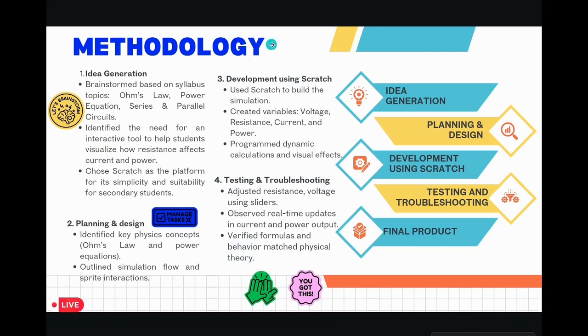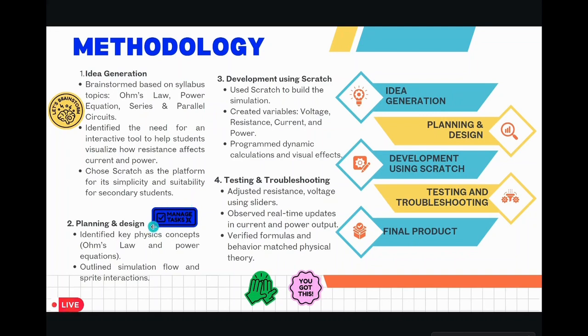Now let's move on to methods. First of all, we should generate some ideas. Brainstorming based on syllabus topics which are Ohm's law, power equation, series, and parallel circuits. You should also identify the need for an interactive tool to help students visualize how resistance affects current and also power. Choose Scratch as the platform for its simplicity and also suitability for secondary students. You can also help students to visualize more about this.